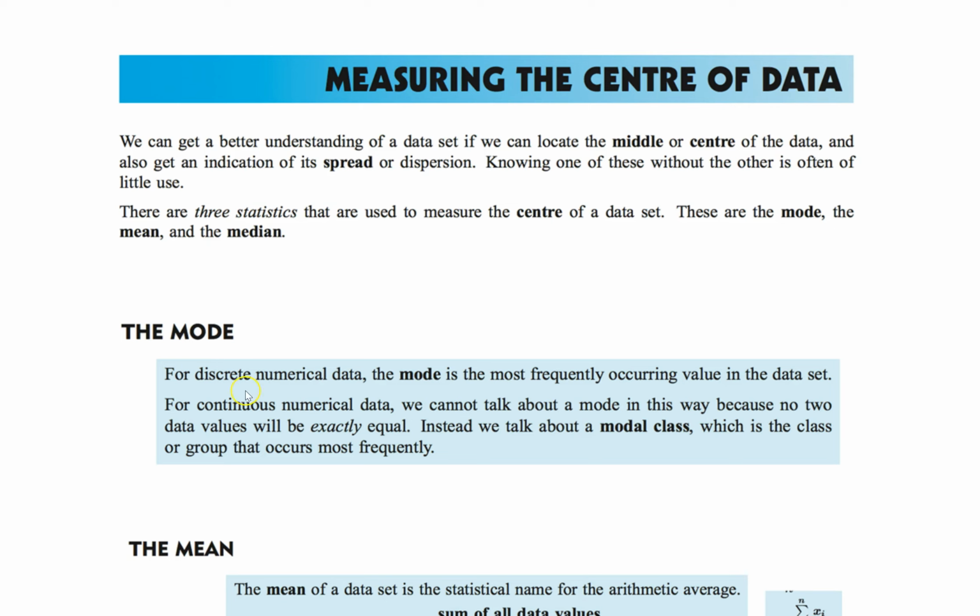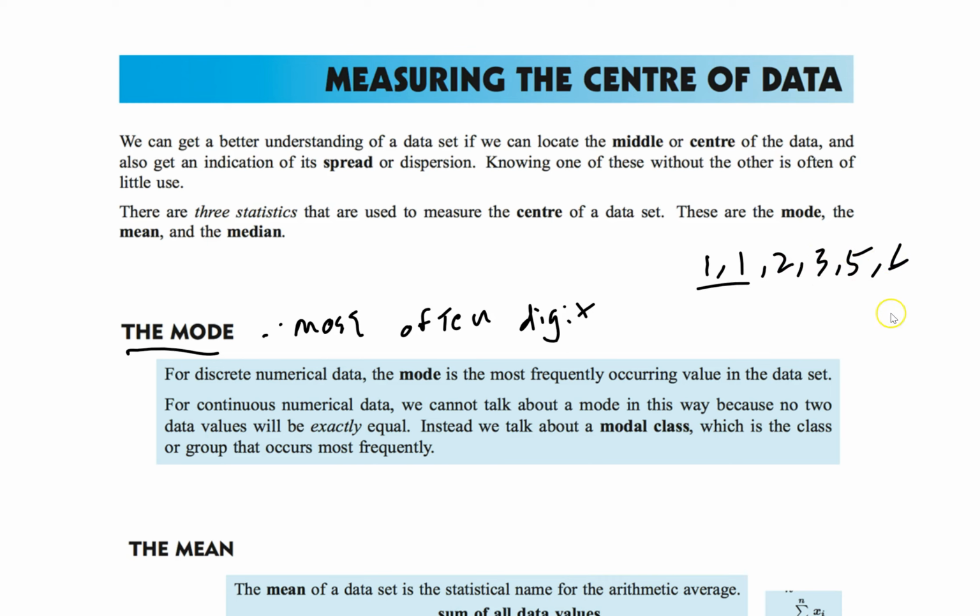So the first one here is mode, right? I like to say the most often digit. This is the one that pops up the most. If I have 1, 1, 2, 3, 5, 6, 1 will be the mode because there's two ones. If it's in a set like 0 to 1, 2 to 3, 4 to 5, and this happens 5 times, this happens 2 times, we'll call this the modal class. We talked about that last time.